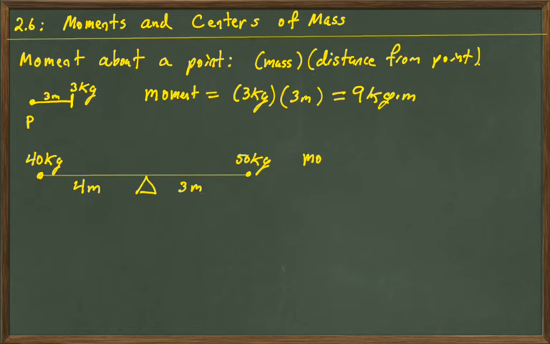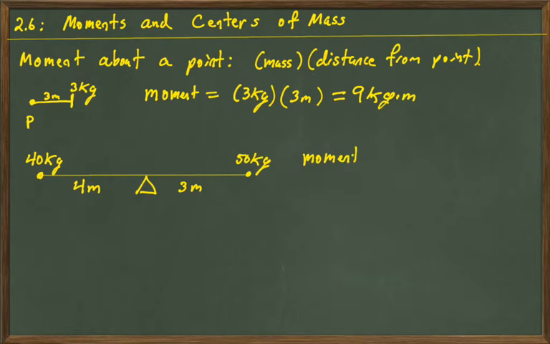So if the moment is negative, then the 40 kilogram kid will go down, and the 50 kilogram kid will go up. If the moment is positive, the 50 kilogram kid would go down, and the 40 kilogram kid would go up. And if the moment was 0, then this would be perfectly balanced. We'd call this the equilibrium, and neither kid would go up or down.